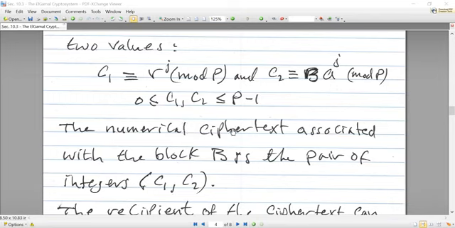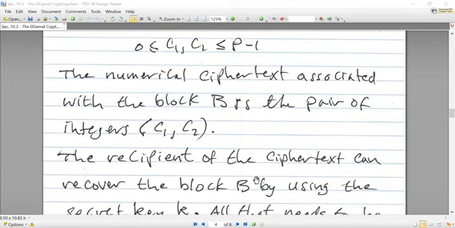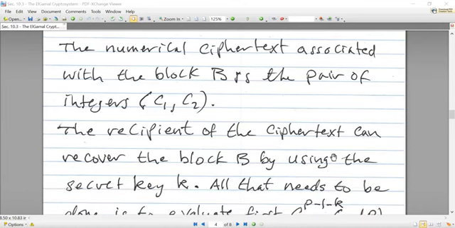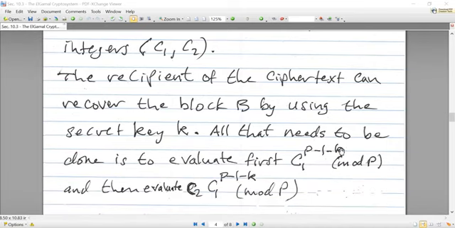Now, this is going to be the ciphertext. So each block B, we associate with a pair of integers, C1 and C2. B is the plaintext block or part of that, and C1 and C2 is the corresponding ciphertext. Now, the recipient of the ciphertext, who has the secret key K, can recover the block B by using the secret key, and he needs to do this calculation.